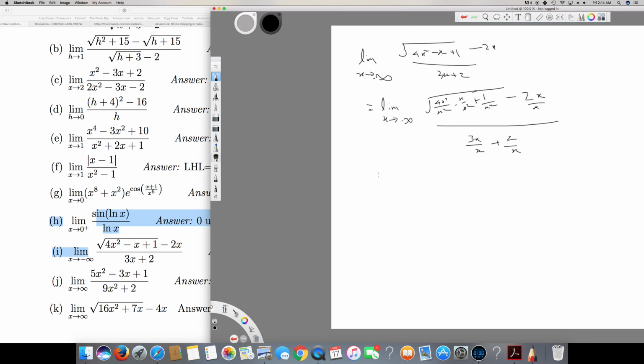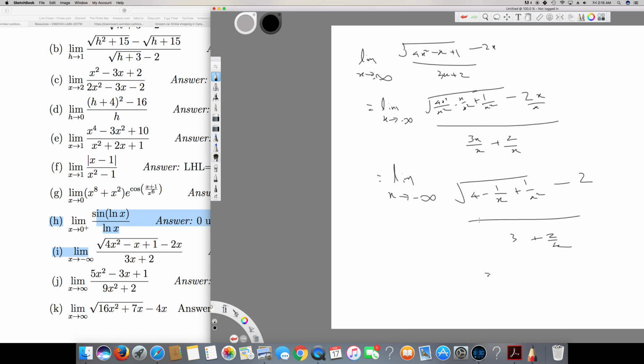Now let's apply this value. So 4x squared over x squared is 4. Let's do one more step. X approaching negative infinity, so it's going to be the square root of 4 minus 1 over x plus 1 over x squared, minus 2 over 3 plus 2 over x.